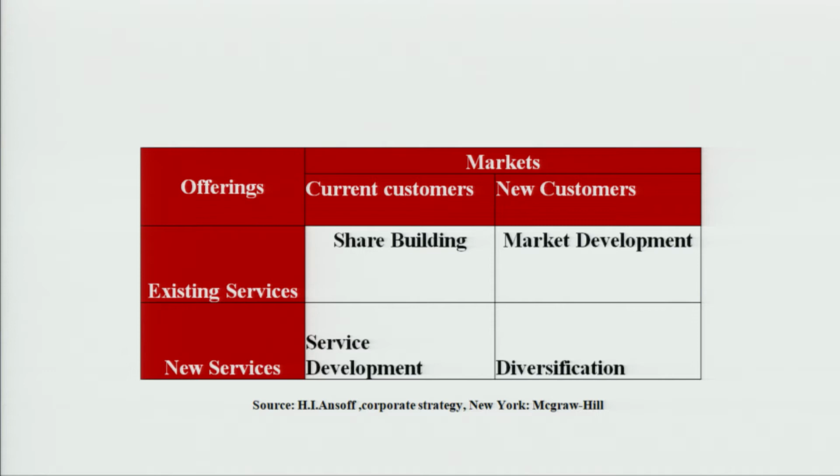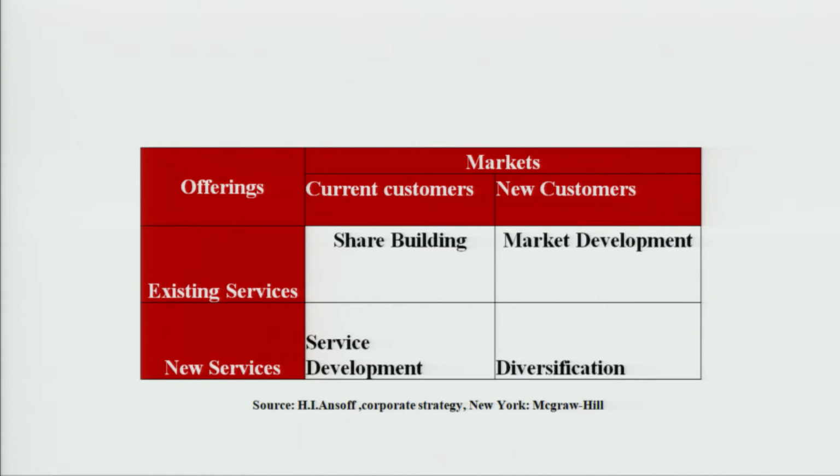So, there are two considerations while going through the concept of this particular matrix that has been given by Ansoff. The source mentions that H. I. Ansoff has given the concept of this service strategy development. Under this there are two important considerations. The first one is market and the second one is the service. In market there are two considerations involved, the current customer and new customer, and in offering there are two considerations too, the existing services and new services.